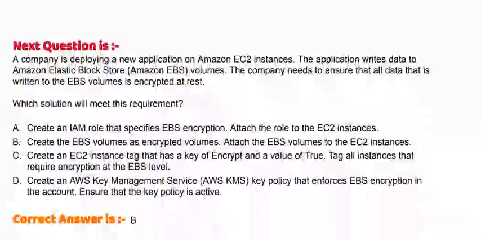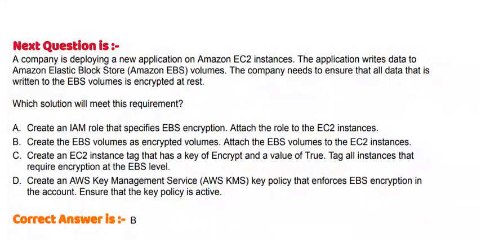Next question is, a company is deploying a new application on Amazon EC2 instances. The application writes data to Amazon Elastic Block Store volumes. The company needs to ensure that all data that is written to the EBS volume is encrypted at rest. Which solution will meet this requirement? Option A. Create an IAM role that specifies EBS encryption. Attach the role to the EC2 instances. Option B. Create the EBS volumes as encrypted volumes. Attach the EBS volumes to the EC2 instances.